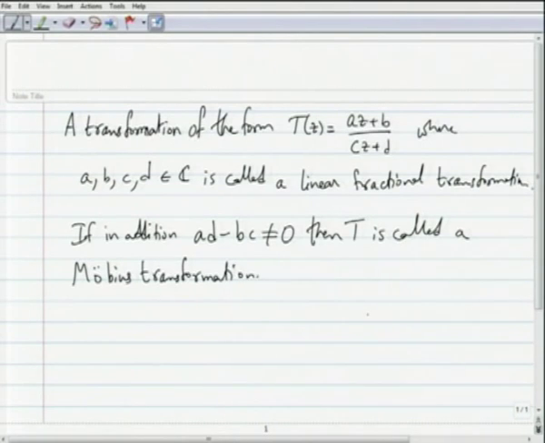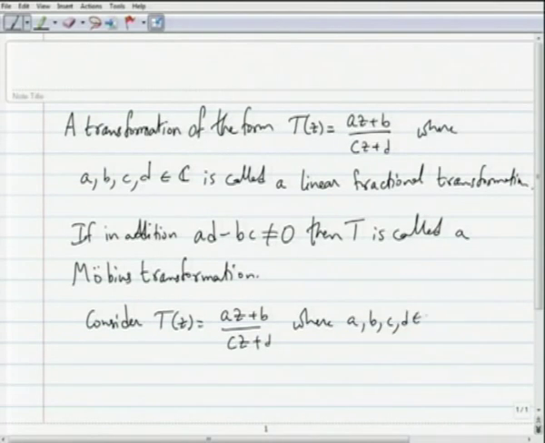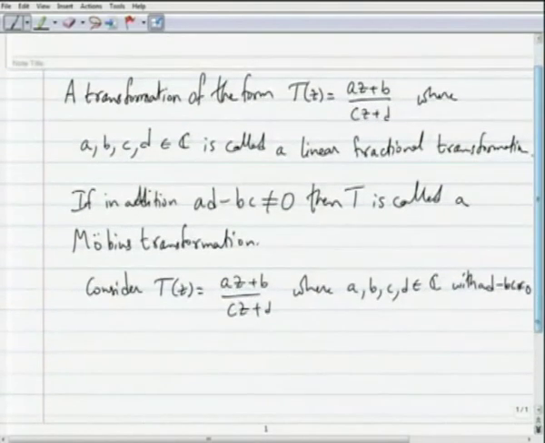So, now let us consider a Mobius transformation. Consider T(z) = (az + b)/(cz + d), where a, b, c, d are complex numbers with ad minus bc non-zero. That will be our subject of discussion.